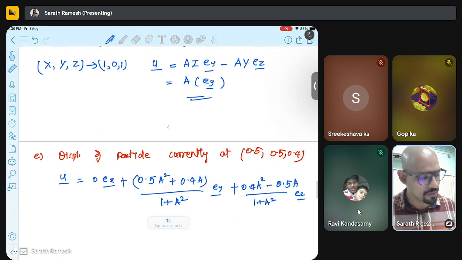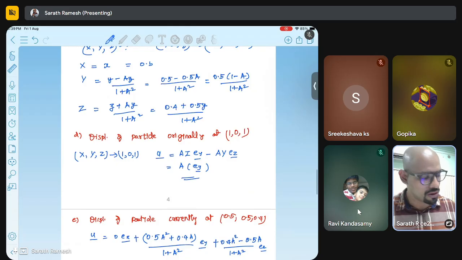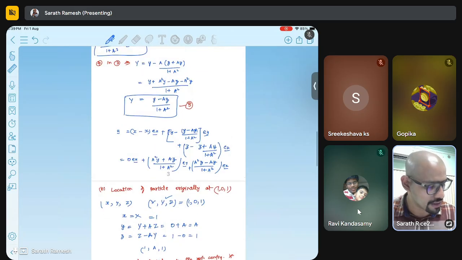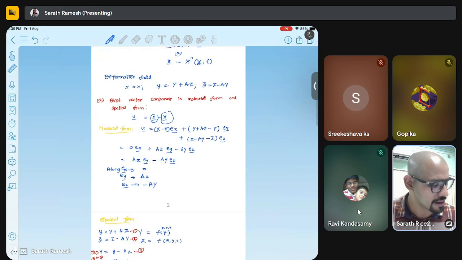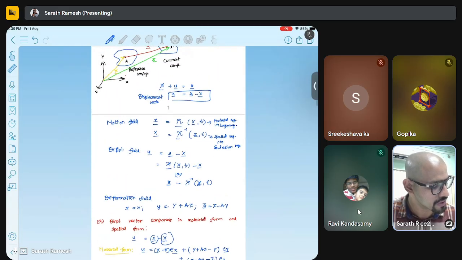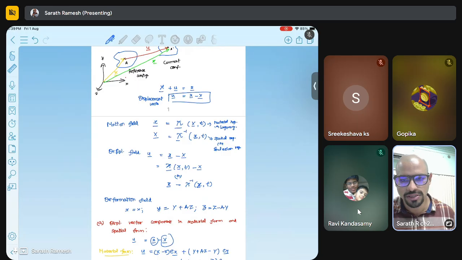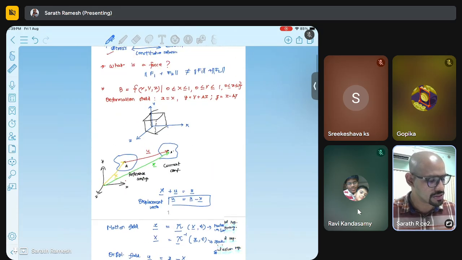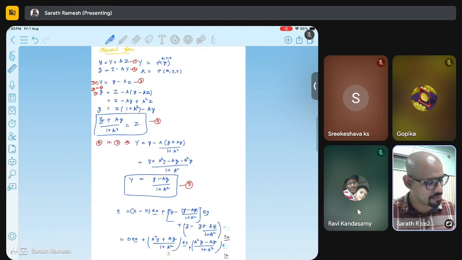So this is a sample problem. Here we can understand what we mean by a deformation field, a reference configuration, a current configuration, a displacement vector, a motion field, a displacement field. And how do we represent in terms of material representation and spatial representation? All these concepts are covered in this problem. So this is actually the first topic.